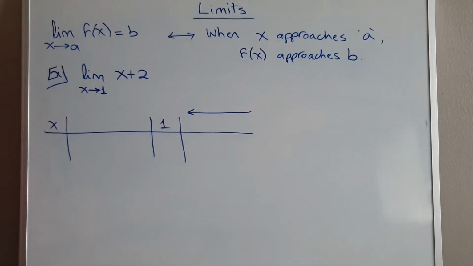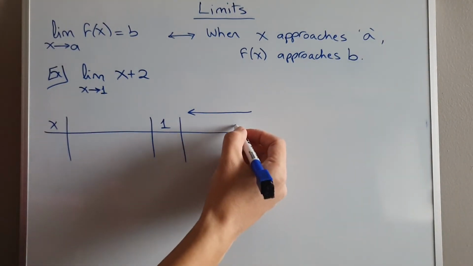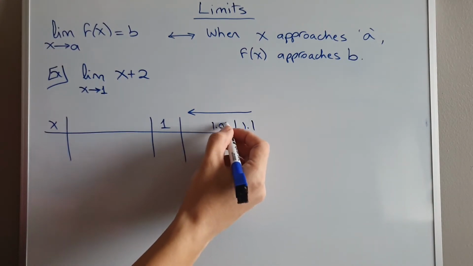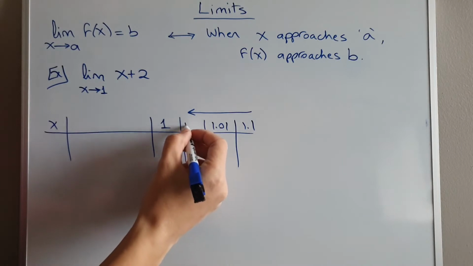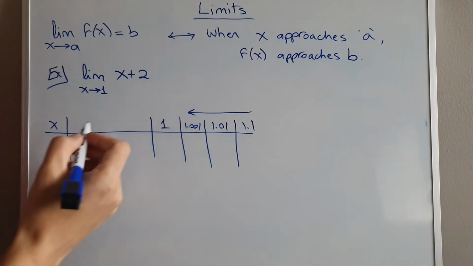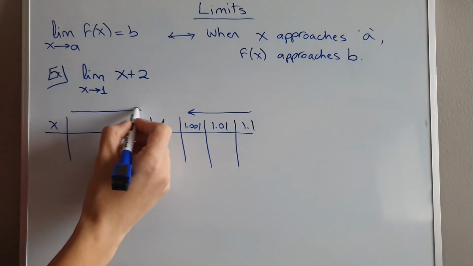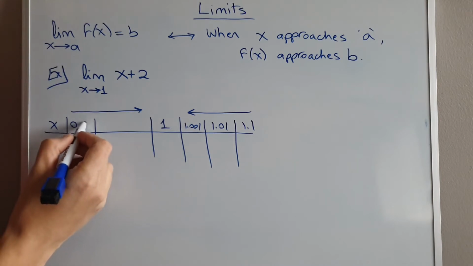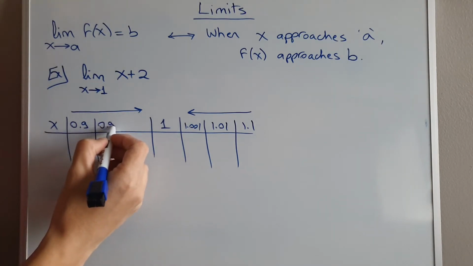So if I'm approaching 1 from the right side and taking values bigger than 1, it's like me saying I will start at 1.1, then move closer to 1.01, and so on. And I can do the same thing and approach 1 from the left side by taking values that are smaller than 1. So let's say I would start with 0.9, 0.99.